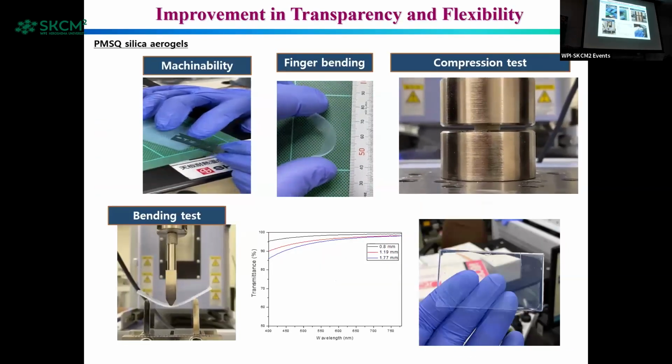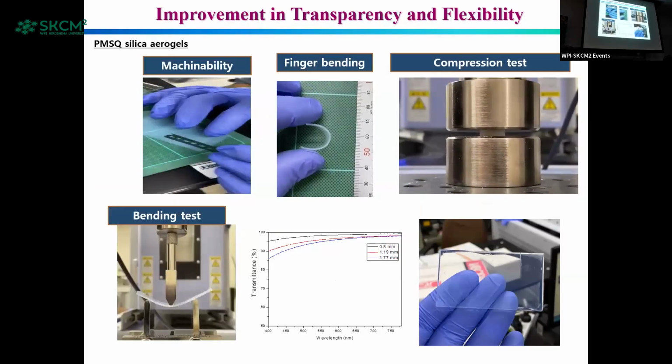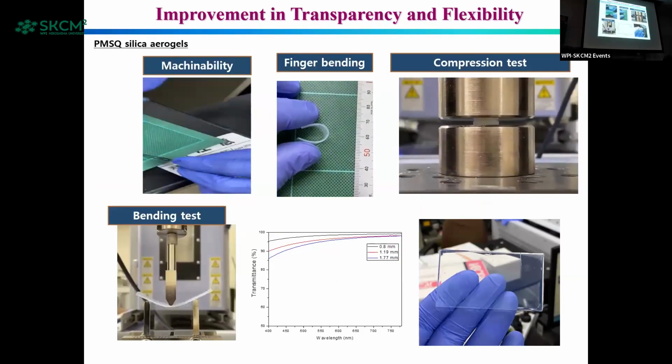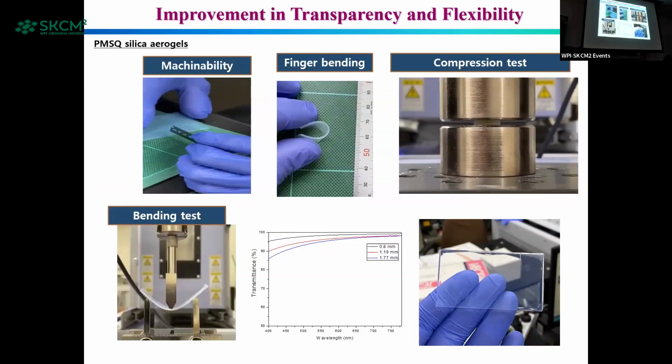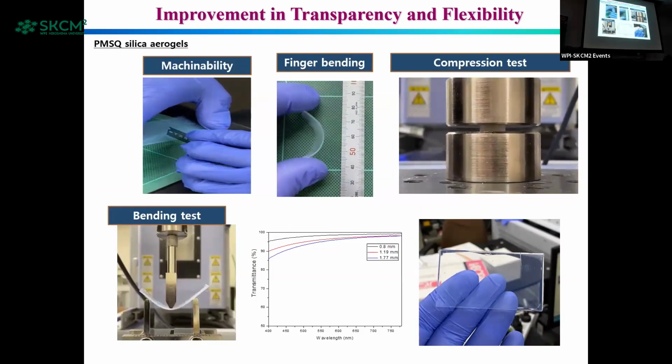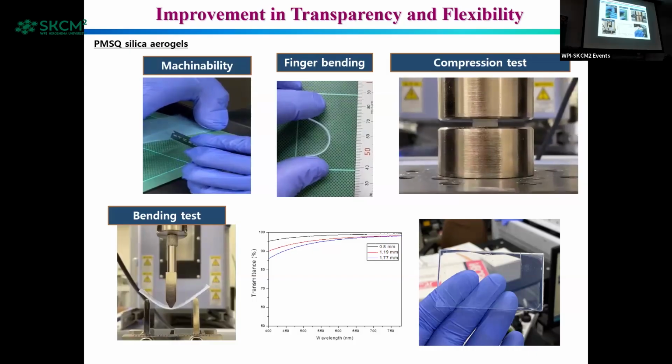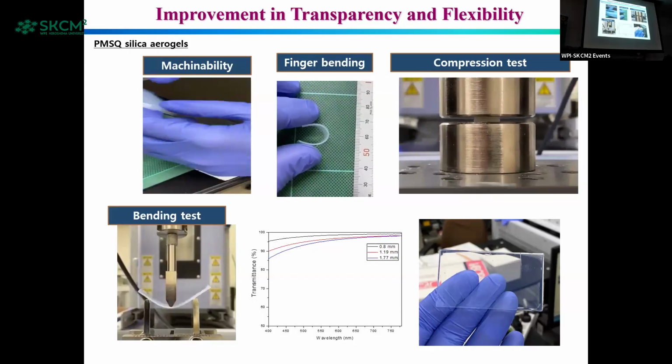This technique we also developed with Professor Kanamori. We worked, and we achieved this type of transparent and flexible aerogels by using PMSQ, that is, methyl-trimethoxysilane (MTMS), as a precursor. We prepared this kind of aerogel with Professor Kanamori from Kyoto University.